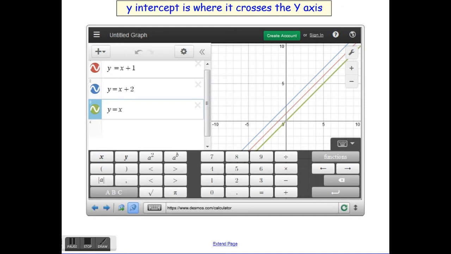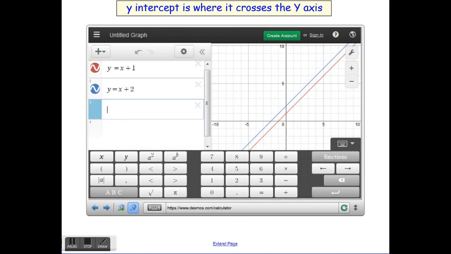When you have plus 1, it crosses at 1. When we had plus 2, it crossed at 2. Right? Make sense? So that's what the y-intercept is. The value that you're adding or subtracting is where it shows up on your y-axis. So just to show you, if I put minus 2, it's now negative 2. Right? So that's how that changes.